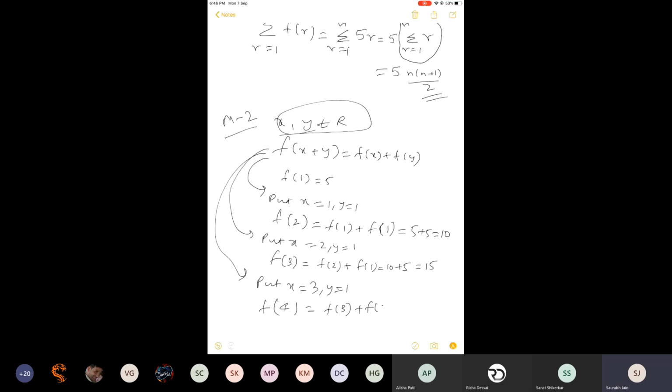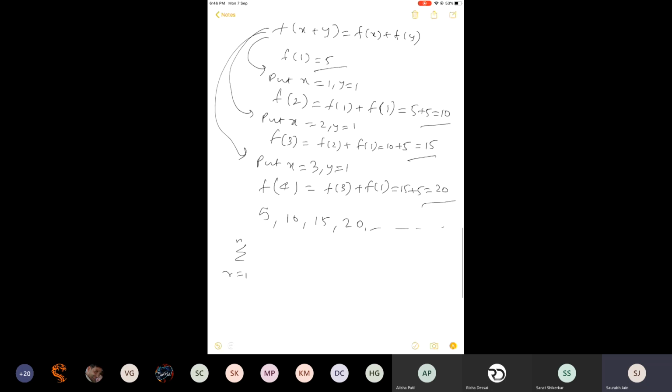F1 is 5, this is 10, this is 15, this is 20. So it is forming an AP. And now the question is the sum of Fr from r equals 1 to n. You expand this so that we can understand what we have to use. So Fr, if r is varying from 1 to n, is nothing but F1 plus F2 plus F3 and so on to Fn.